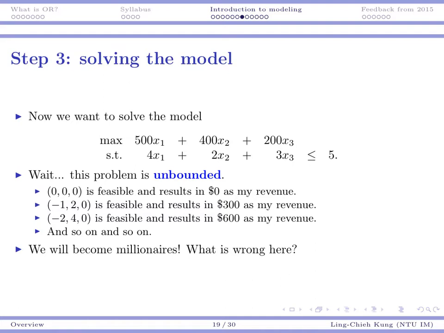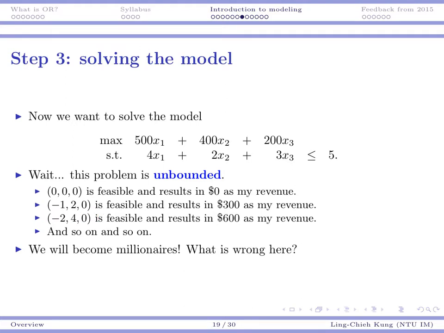Or say it in mathematical terms: given a problem here, any solution has a better solution. For example, if I choose 0, 0, 0 as my solution, then it's feasible, which means it's fine, and the result is not good. I can then say, okay, how about this? I'm going to deduct x1 by 1 and increase x2 by 2. I can do that because the sum of the three numbers here would still be 0, right? And I can earn $300 because 400 times 2 minus 500 is 300. That would be a better solution.